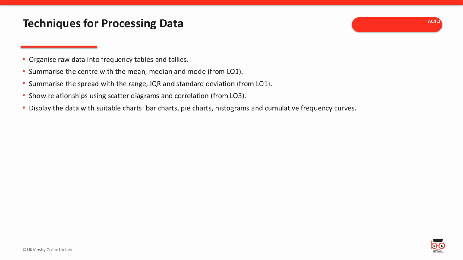Processing is where the tools from earlier outcomes earn their place. You organize raw data into frequency tables and tallies. You summarize the center with the mean, median, and mode from outcome 1. You summarize the spread with the range, interquartile range, and standard deviation, also from outcome 1. You show relationships with scatter diagrams and correlation from outcome 3. And you display it all with suitable charts: bar charts, pie charts, histograms, and cumulative frequency curves.